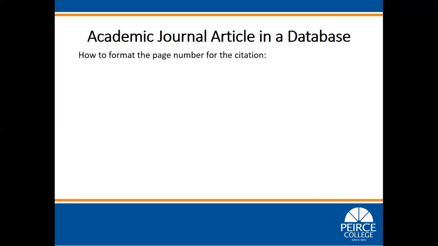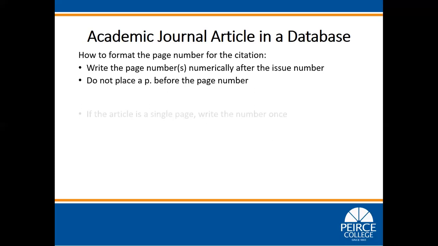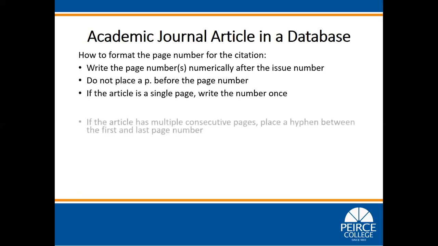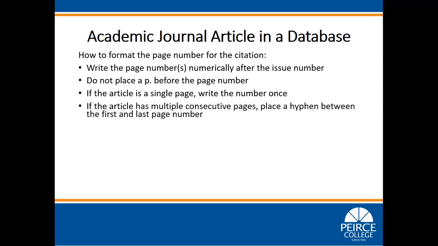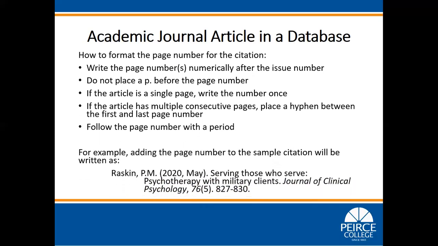How to format the page number for the citation. Write the page number numerically after the issue number. Do not place a P before the page number. If the article is a single page, write the number once. If the article has multiple consecutive pages, place a hyphen between the first and last page number. Follow the page number with a period. For example, adding the page number to the sample citation will be written as 827-830, period.